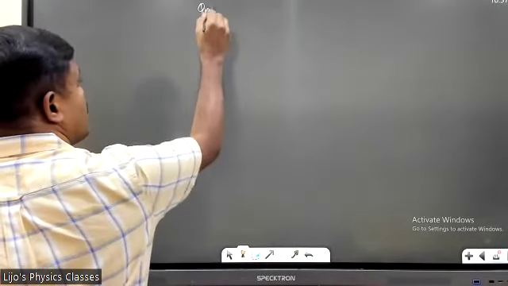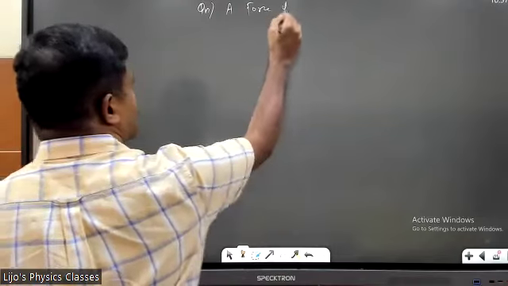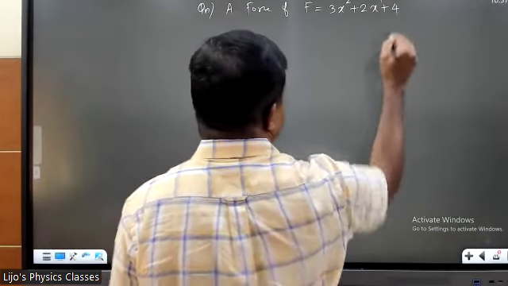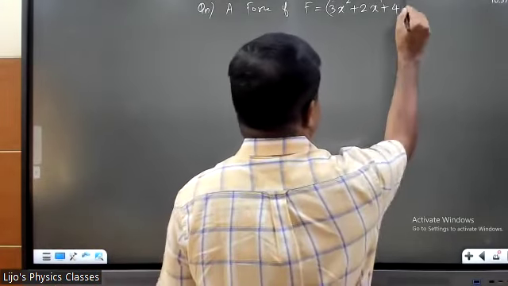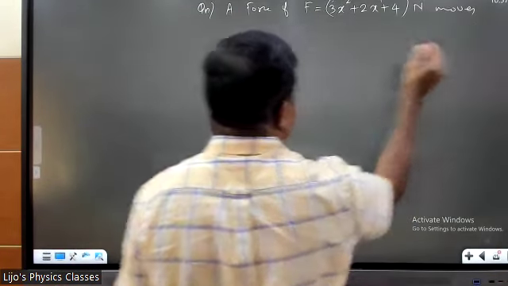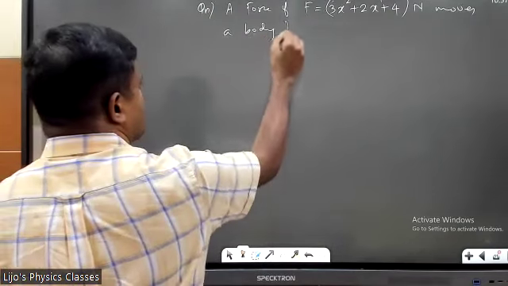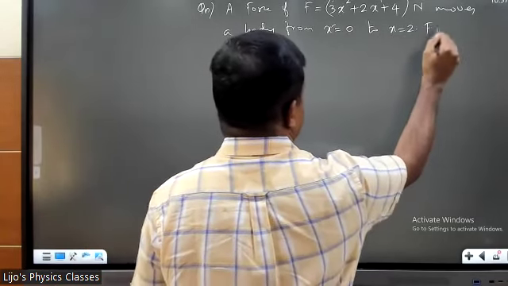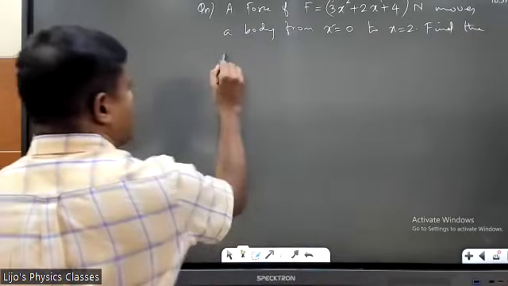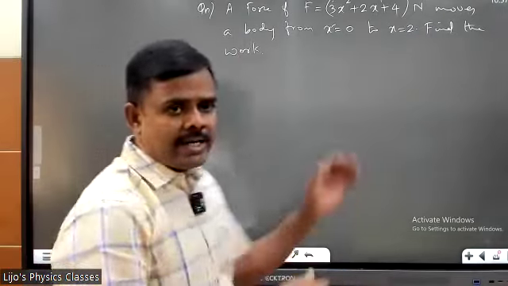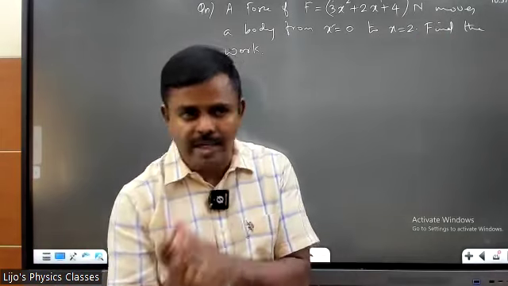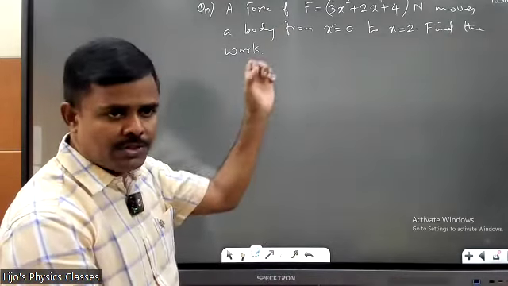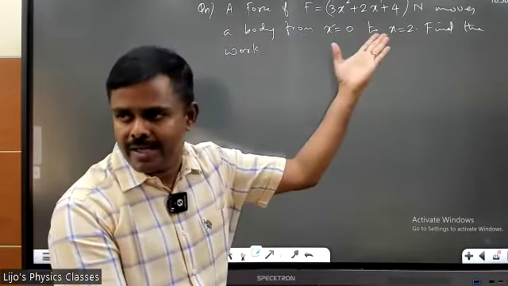So this is my question. A force of f is equal to 3x square plus 2x raised to 1 plus 4 newton. This is the force. It moves a body from x is equal to 0 to x is equal to 2. Find the work. This is the previous question. The locations are 0 and 2. Initial location, you were at 0. Final location, you are at 2. Got it? I'm sure that this is a variable force. How do I know? Because there are x's in it. X, x, x, x everywhere.